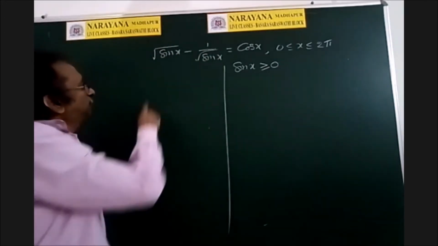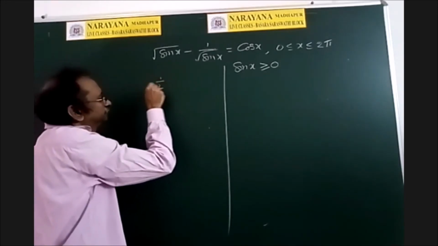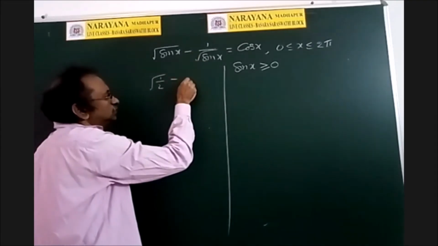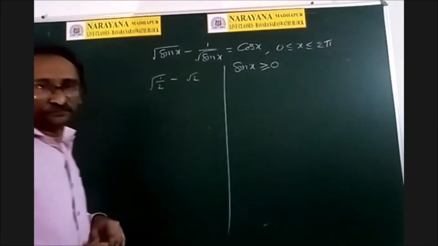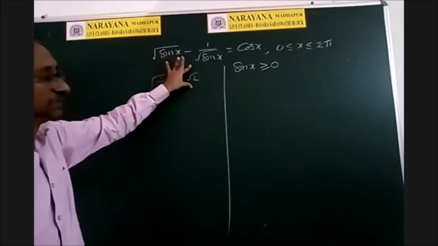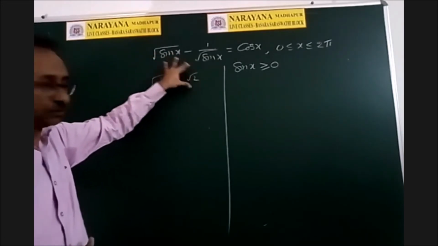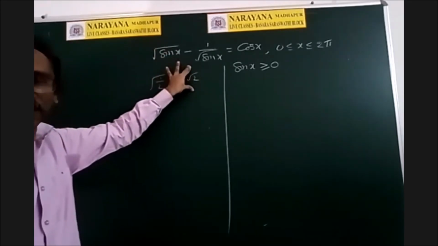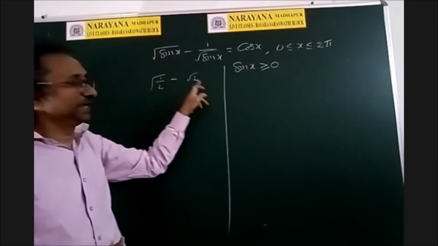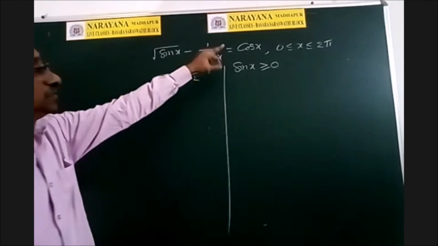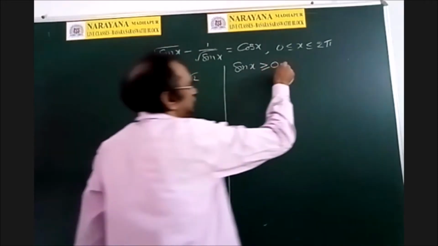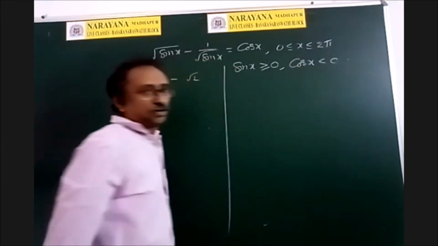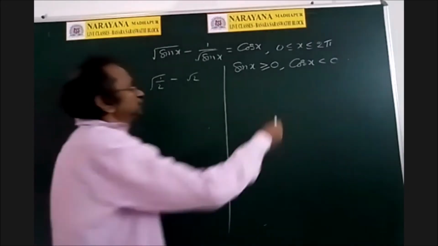Next step. Suppose sin x is equal to half. Then 1 by root sin x means root 2. So root sin x is a proper fraction, which lies between 0 and 1, and 1 by root sin x is a number greater than 1. Therefore, a proper fraction minus an improper fraction means negative. Therefore, the right hand side cos x also must be negative. Of course, it may be 0.